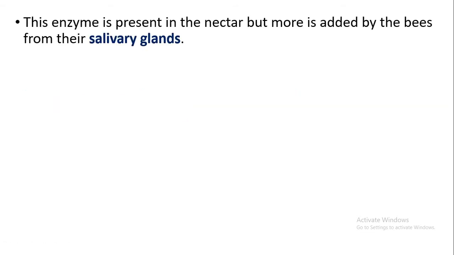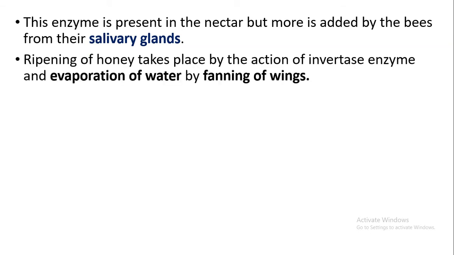This enzyme is present in the nectar, but more is added by the bees. It is not that the invertase enzyme was only present in the elementary canal of the honeybees; it was present there in a greater number, and in the nectar a smaller amount of invertase enzyme was present. So in the salivary gland the invertase enzyme is present in the honeybees, and in the nectar also there is some amount of invertase enzyme present.